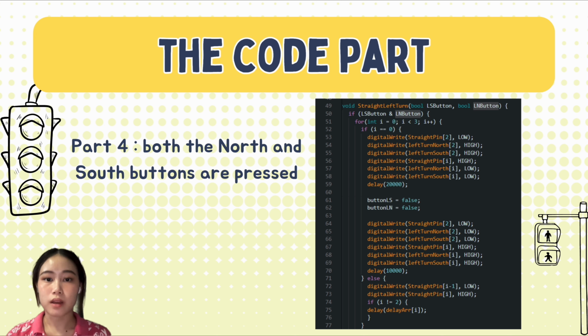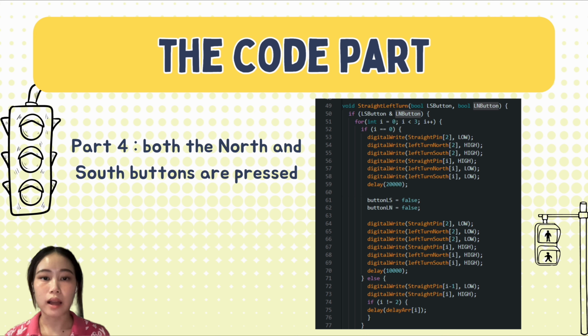And then set the straight pin I equal to 0 high, meaning the green light is on. Set the left turn north and south pin I equal to 0 low, meaning the green light is off. Set delay equal to 20 seconds. After 20 seconds, set the buttons to false. The red lights on the left, north, and straight are off. Then the green lights on the left, north, south, and straight are on. Of this, delay 10 seconds.